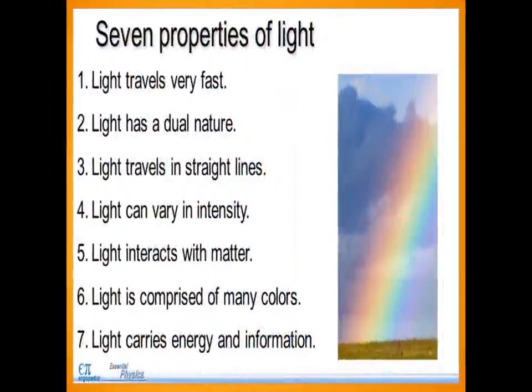Now let me tell the properties of light. There are many properties. It can travel very fast, it is dual in nature, it travels in a straight line, it can vary in intensity, it interacts with matter, it is comprised of many colors, and light carries energy and information. These are 7 properties of light, but there are most important properties given in your book. You have to study them thoroughly. It is an important 5-mark question.